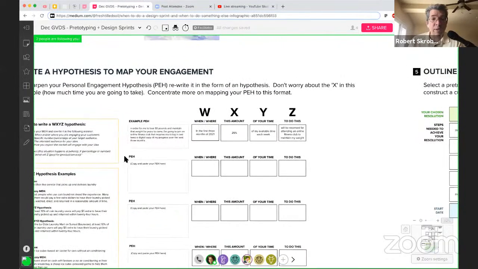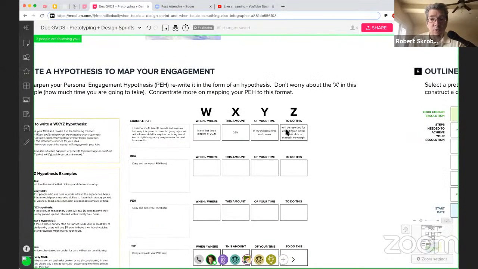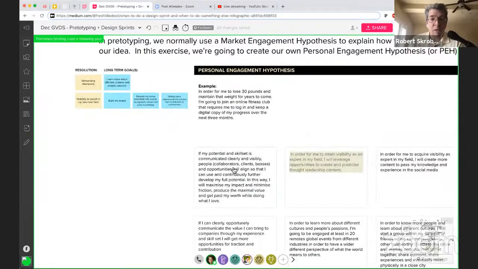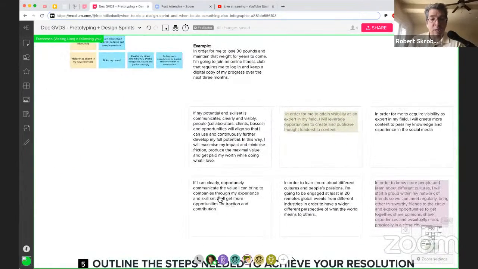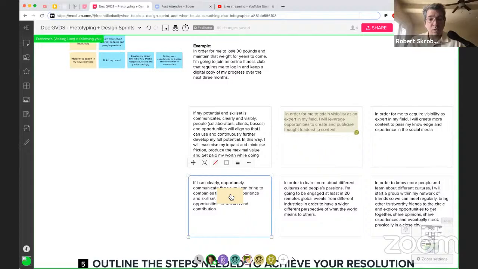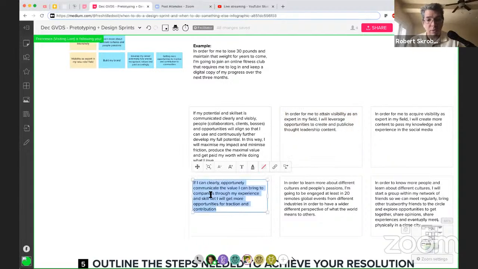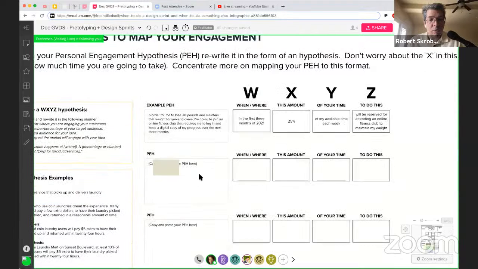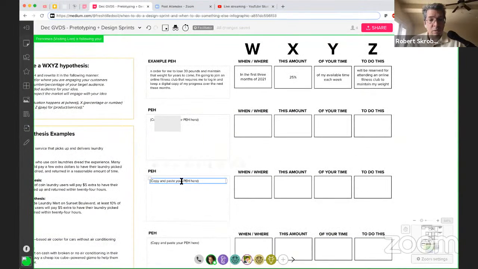But for this particular exercise, it's going to be a little different. So again, this is me doing a bit of ad lib. You're going to copy and paste your PEH, your personal engagement hypothesis, and put that in a space that's available. So let's say if I go back up here, I'm going to take, if I can clearly communicate, if I can select it, there we go. I'm going to take this one if it's not there already, and put it down in this space here, just like that.